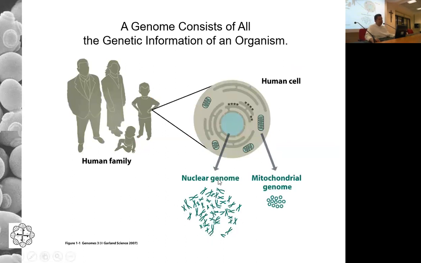The nuclear genome is made up of DNA in linear configurations, which are called chromosomes, and the mitochondrial genome is DNA in a circular structure. So most of the genetics is in the nucleus, and the nucleus is the control room of the cell.